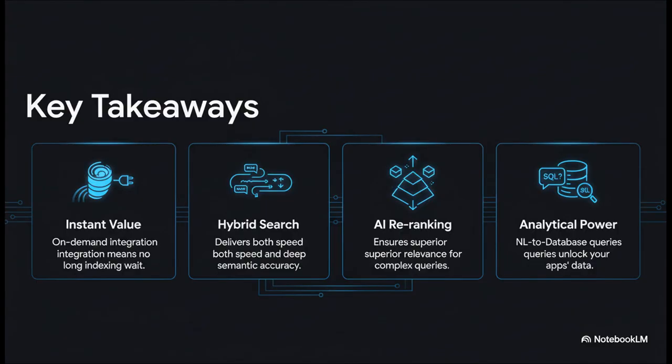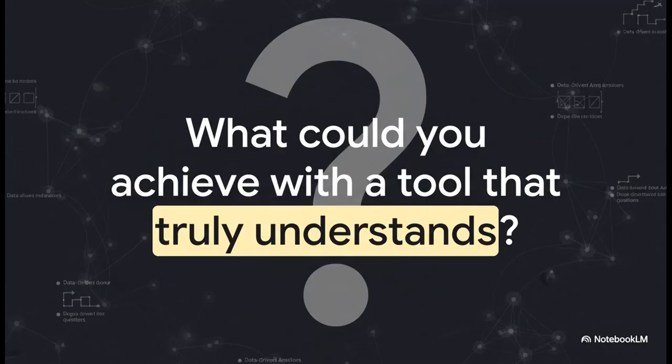So let's just quickly recap the big ideas here. First, that on-demand model gets you value right away, no waiting around. Hybrid search gives you that perfect blend of speed and deep semantic accuracy. For those really tough questions, AI-powered re-ranking makes sure you see what's most relevant. And finally, that incredible natural language to database power of deep search, well, that unlocks a level of analytical power that just wasn't possible before. At the end of the day, this technology isn't just about finding documents a little bit faster. It's about giving everyone in your organization the power to ask deeper questions and get immediate data-driven answers. So it really leaves you with one big question. What could your team actually achieve with a search tool that truly gets it?